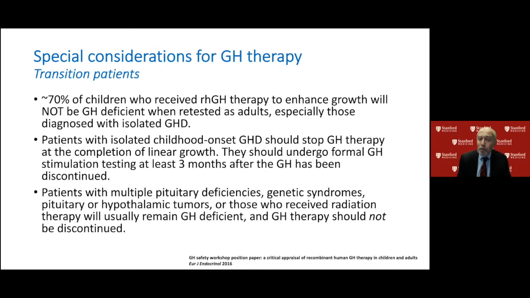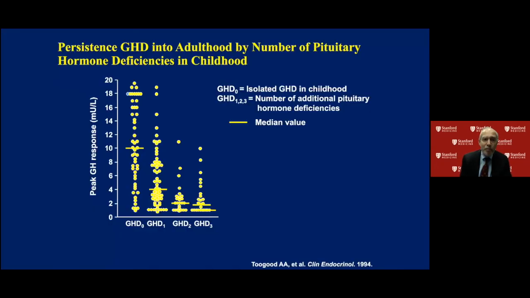Those children who had multiple pituitary deficiencies, genetic syndromes, pituitary or brain tumors, or who had received radiation therapy will almost always remain growth hormone deficient. And in these children, we recommend that growth hormone therapy should not be discontinued, that they should continue to receive growth hormone therapy throughout their stay with the pediatricians and into adult life. We can see that those children who have multiple pituitary deficiencies, here 2 or 3, are much more likely to be growth hormone deficient when they are tested as adults.